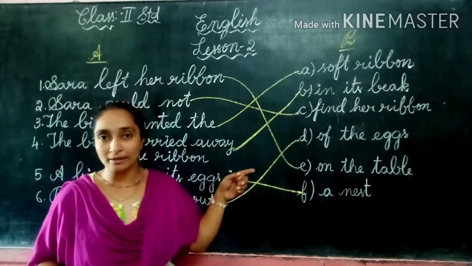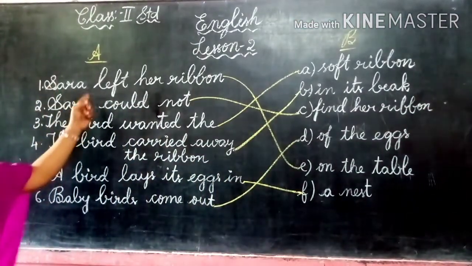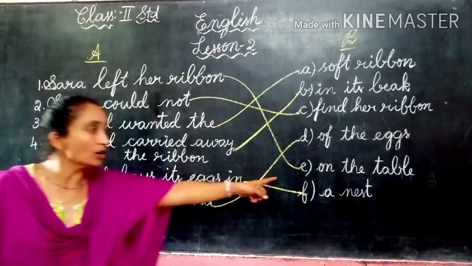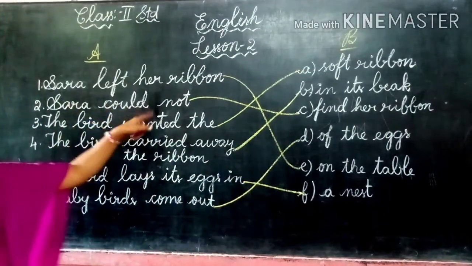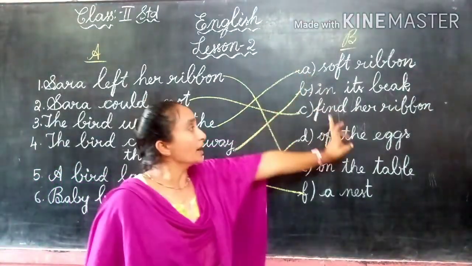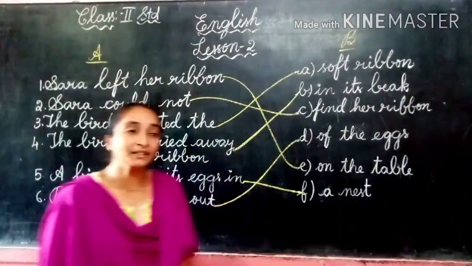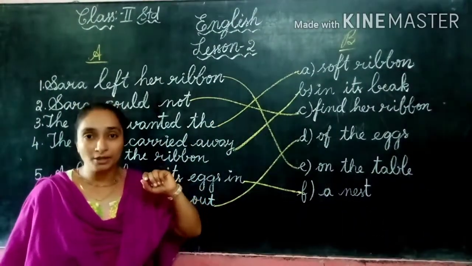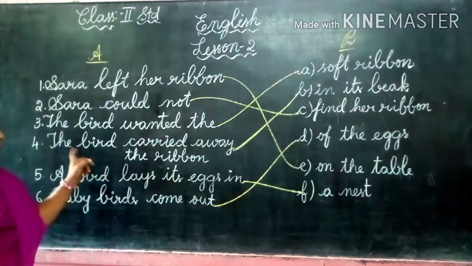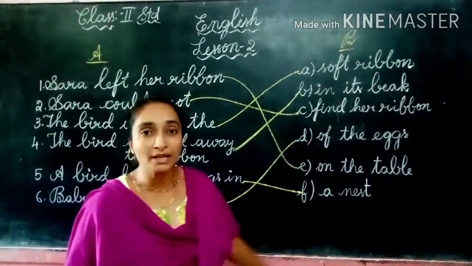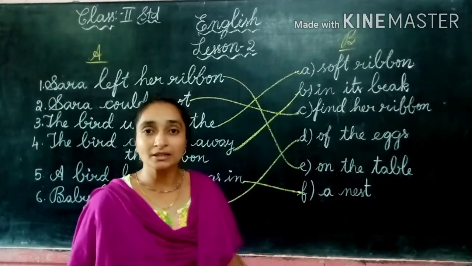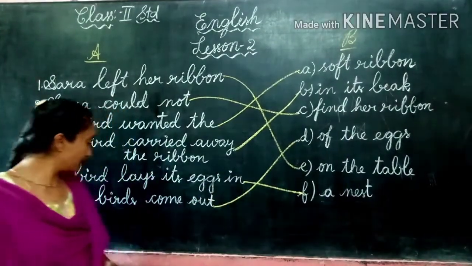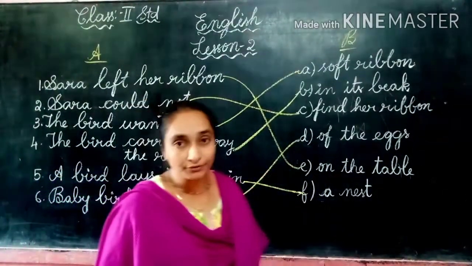Let us read these sentences one more time. The first one, Sarah left her ribbon on the table. Sarah could not find her ribbon. The bird wanted the soft ribbon. The bird carried away the ribbon in its beak. A bird lays its eggs in a nest. Baby birds come out of the eggs.